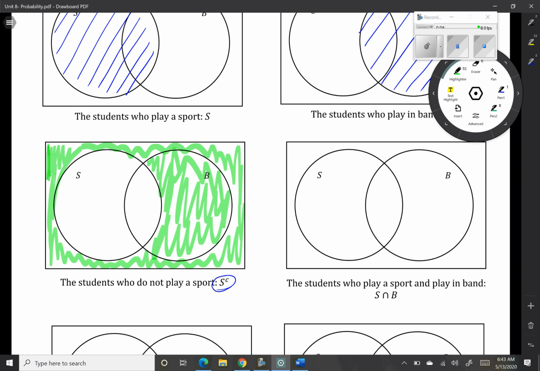A student who plays a sport and is in the band, so we have this symbol for and, right? So the intersection of sports and band, that would be just this part here.